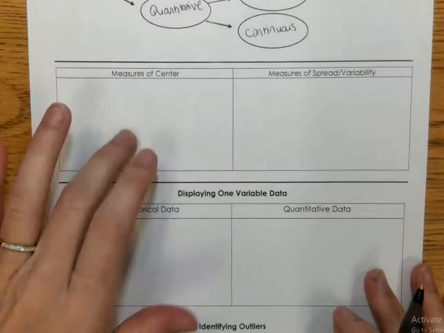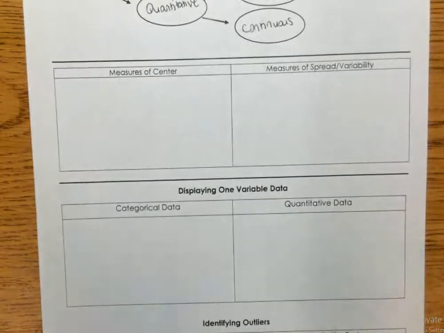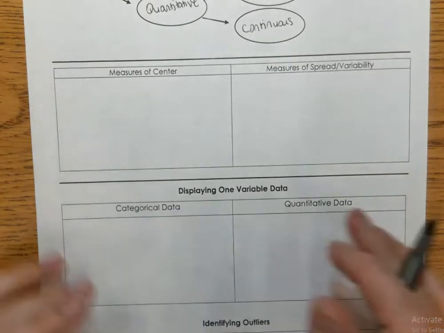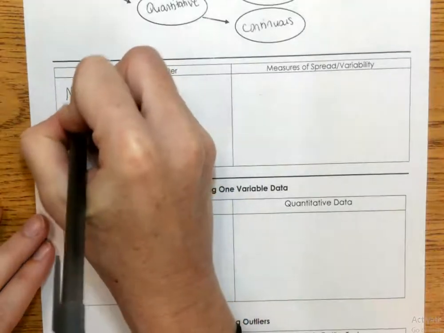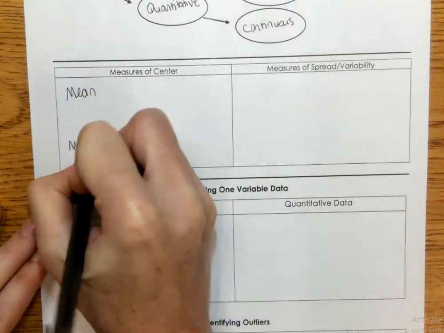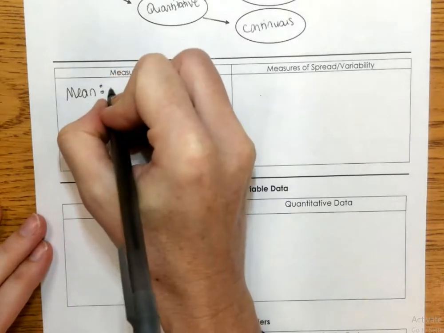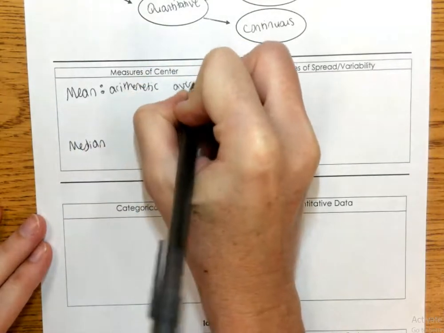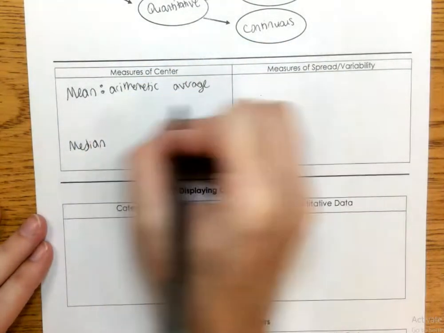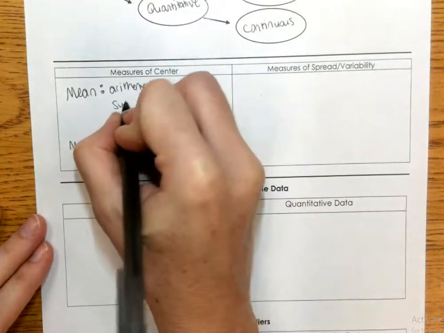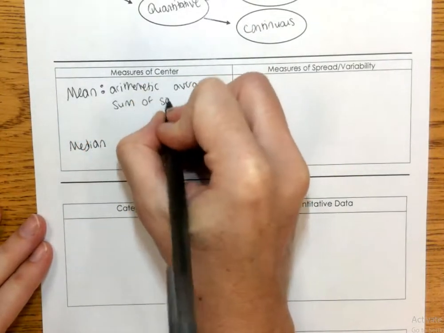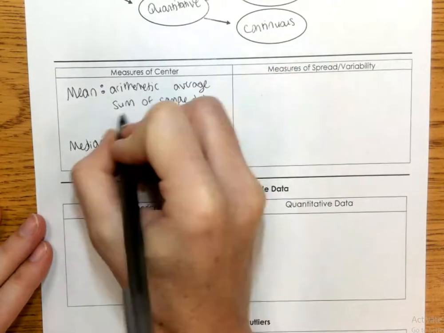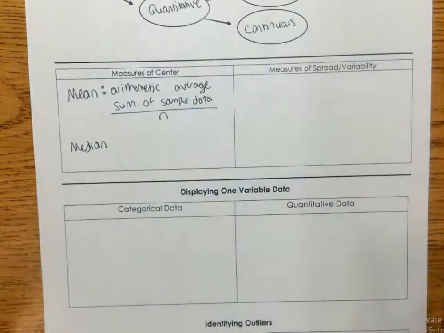All right, measures of center and measures of spread. What were the 2 main measures of center that we talked about? Hope you said mean and median. Mean is the arithmetic average. So to calculate it, you would add up all the numbers, the sum of sample data, divided by n, your sample size. So if you have 10 numbers, you'd add them up and then divide by 10.